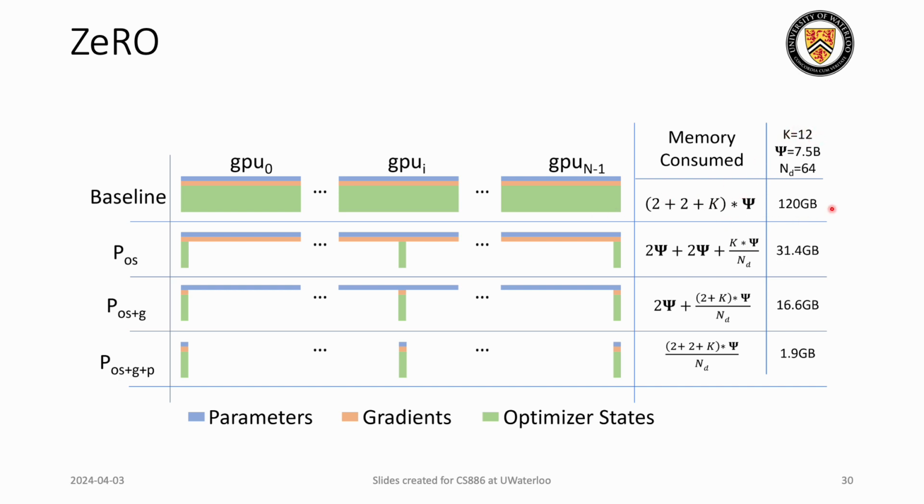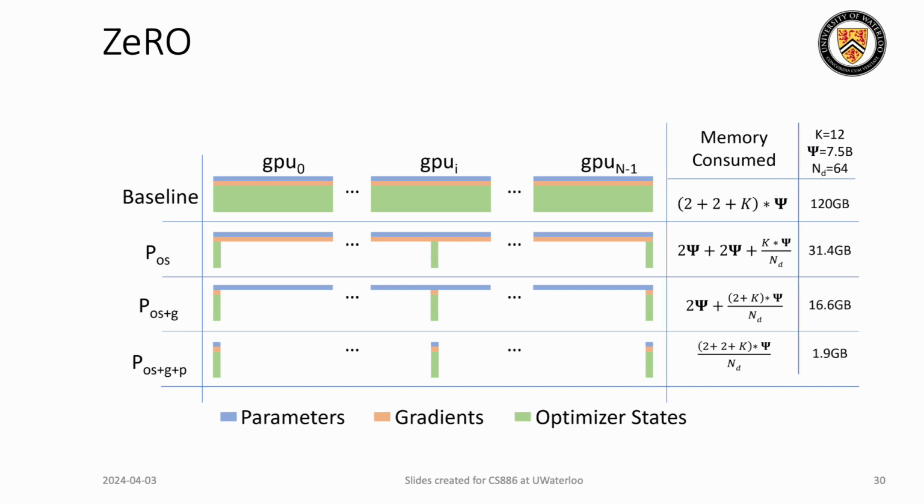And then you multiply it by the number of parameters, this is what you get. So there are 3 levels of parallelism that ZeRO does. The first one is optimizer state parallelism, and then optimizer state plus gradient parallelism, and then optimizer state plus gradient plus parameter parallelism.